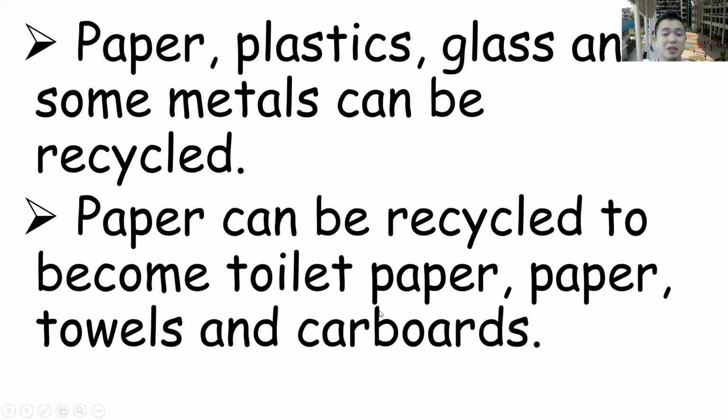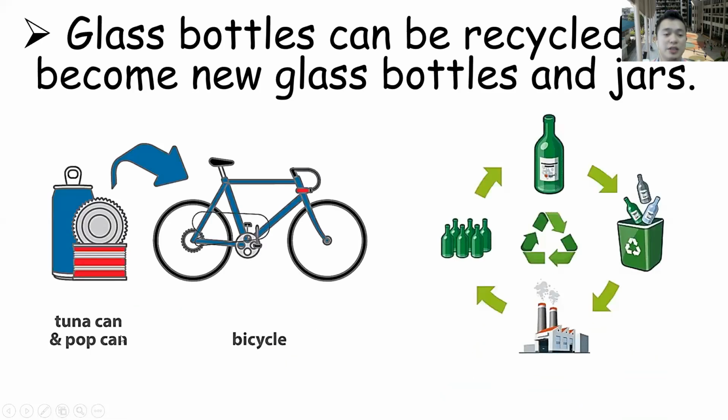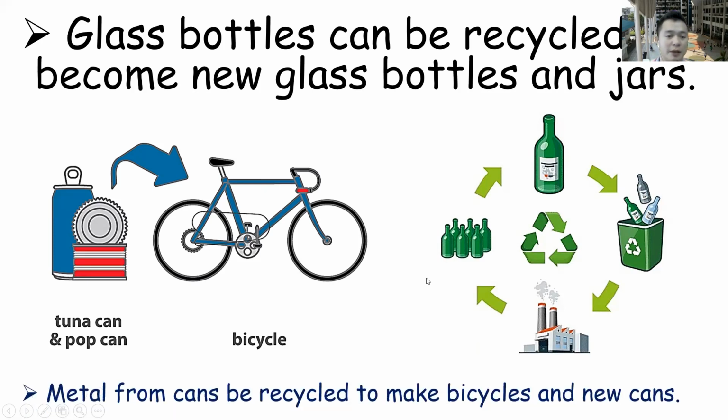Paper can be recycled to become toilet paper, towels, and cardboards. Glass bottle can be recycled to become new glass bottles and jars. Look at this, tuna can and pop can to make a new bicycle. But look at the bottle that we drink. We throw it in the bin and then, of course, those products will be brought to the factory again, and the factory will process it to make a new bottle once again. All right, so metal from cans can be recycled to make new bicycles or new cans.